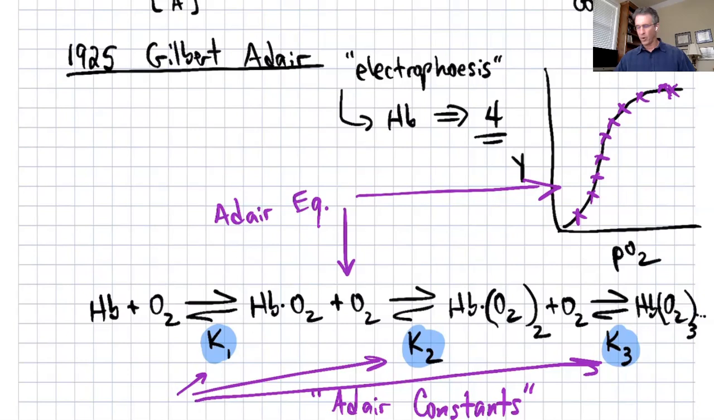All right. So that's where things sat for about 30 years or so, until two different groups working independently from each other came up with two different models of oxygen binding to hemoglobin that took the first steps towards a mechanistic explanation of how this could happen, right? And we'll take a look at that next time.